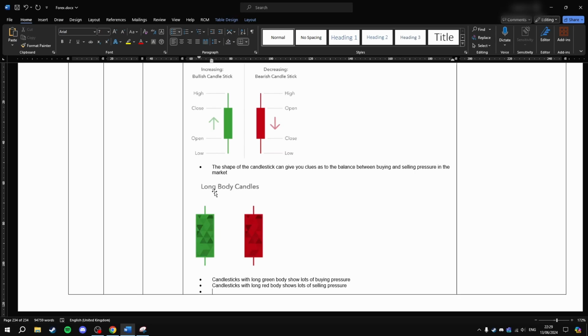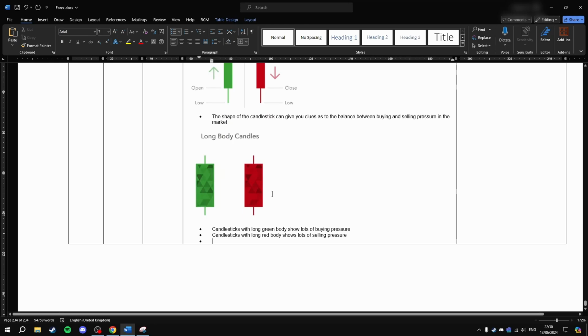With the red candlesticks, same principle. The closing price is really below the opening price. So if the closing price is really below the opening price, that means there's not many people buying it, right? So there's going to be more supply than demand. If there's more supply than demand, the price falls. And if the price falls, nobody's buying it, and everybody's trying to sell it instead. So that shows a lot of selling pressure.